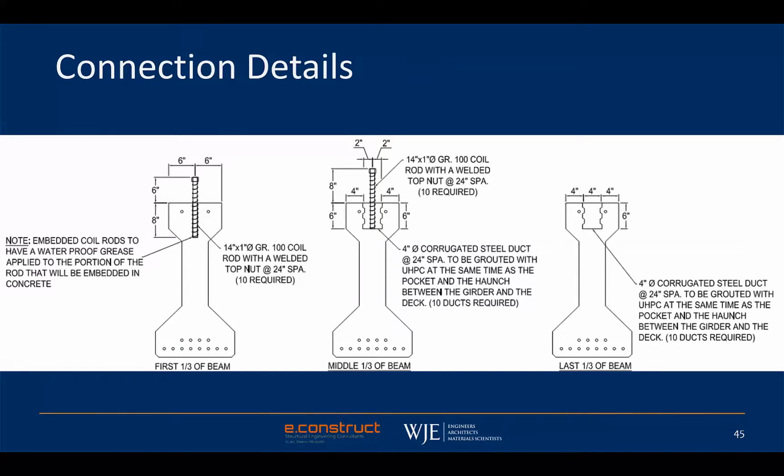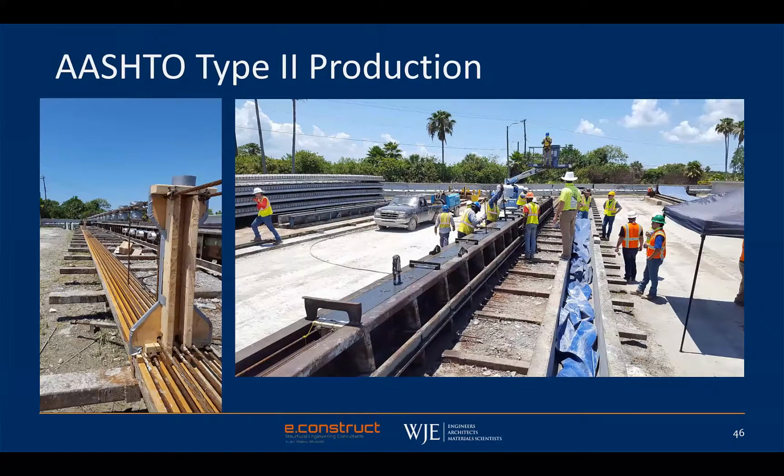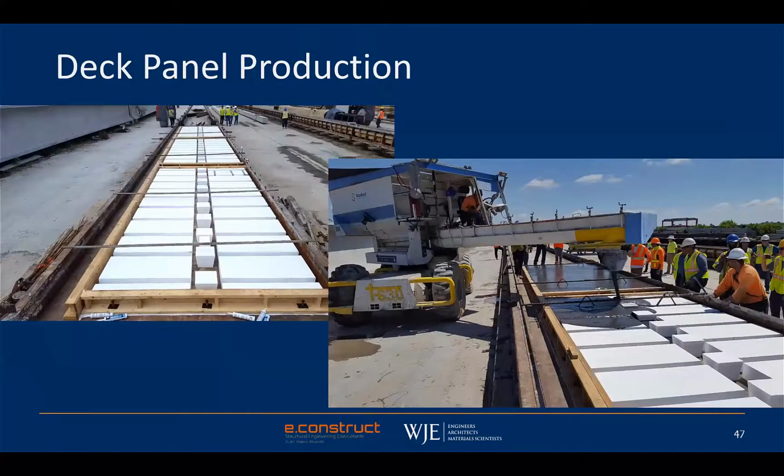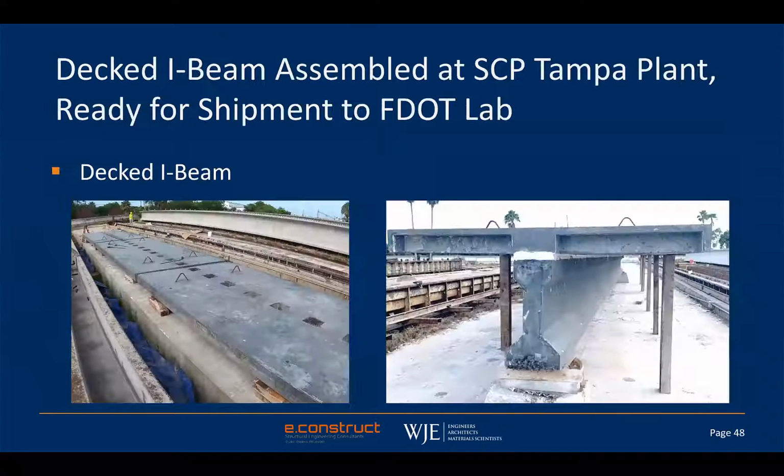The types of connections are just a threaded rod on the left third of the beam, just a pocket on the right third of the beam, or both of them: a pocket with a threaded rod in it, and the pocket is filled with ultra high performance concrete. Testing is expected to be done in the next several weeks. This shows pictures of production of the I-beam and the panels, and this shows a picture of the assembly of the deck panels with the I-beam.